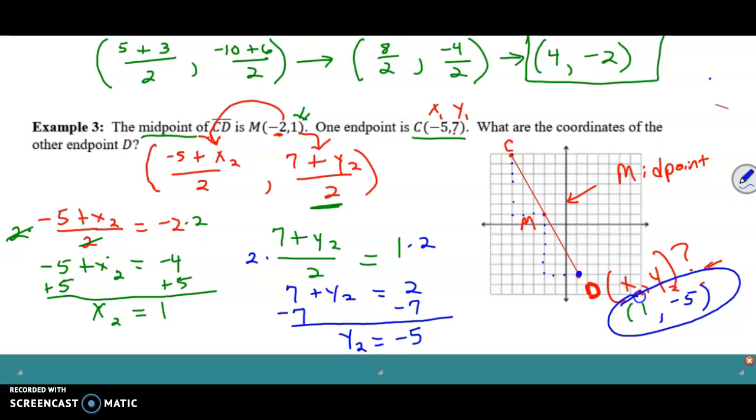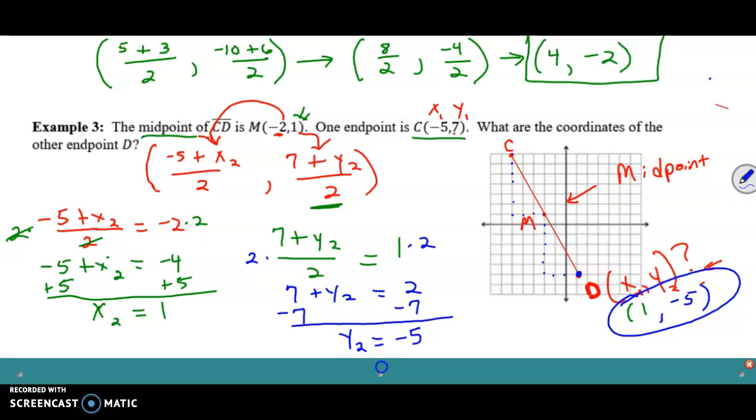All right, we're going to stop there. You've got an assignment over midpoint, and next week we will do distance.